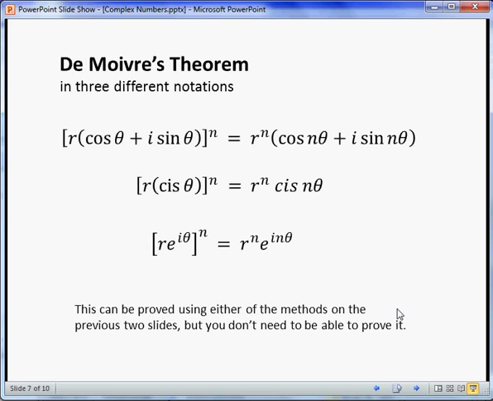De Moivre's theorem, three different notations. It's a powerful theorem that can be really useful. I'm not going to prove it now, and you don't really need to be able to prove it, but you could use the same method as I've just shown you with the previous theorem. Basically, instead of multiplying two complex numbers together, if you raise a complex number to a certain power, then you raise the r to the same power and multiply theta by that power. And as it is in three different formats.